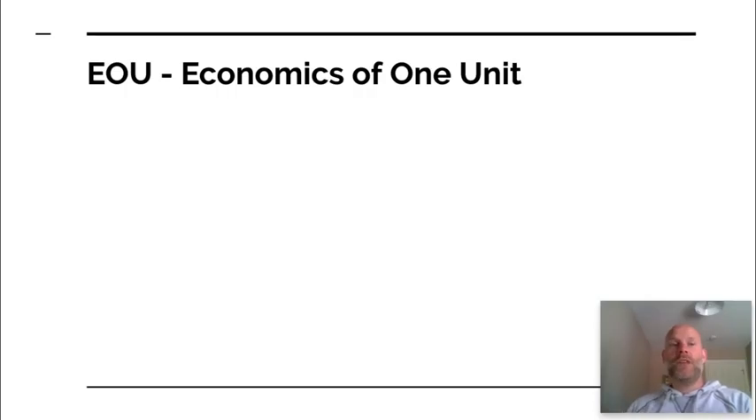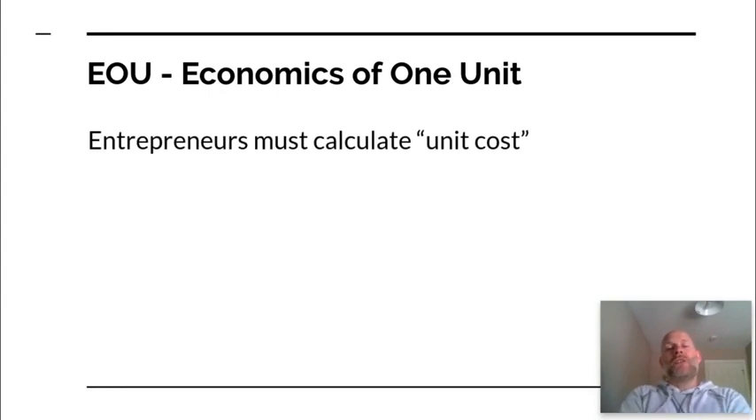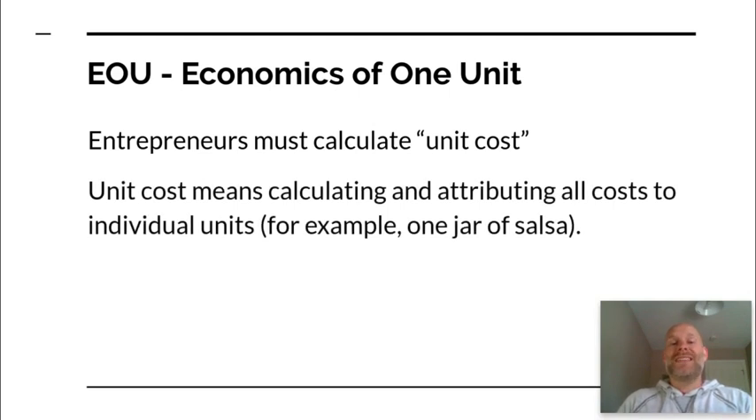All right, so EOU stands for Economics of One Unit. So what does that mean? Entrepreneurs have to calculate what's called unit cost, or per unit cost. Same thing I have to do with my salsa. I have to figure out exactly what all my costs are going to be, all said and done, in order to figure out what I should charge per unit. So unit cost means calculating and attributing all of your cost to your individual units. Again, for example, one jar of salsa. It sounds a little simpler than it really is.